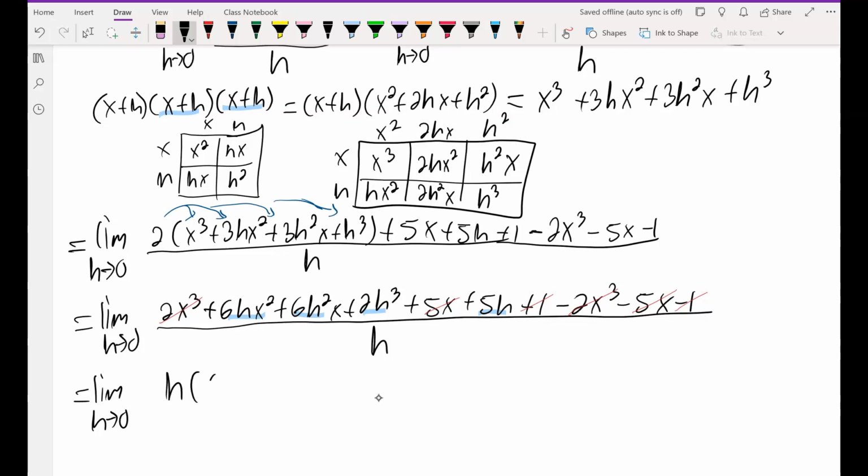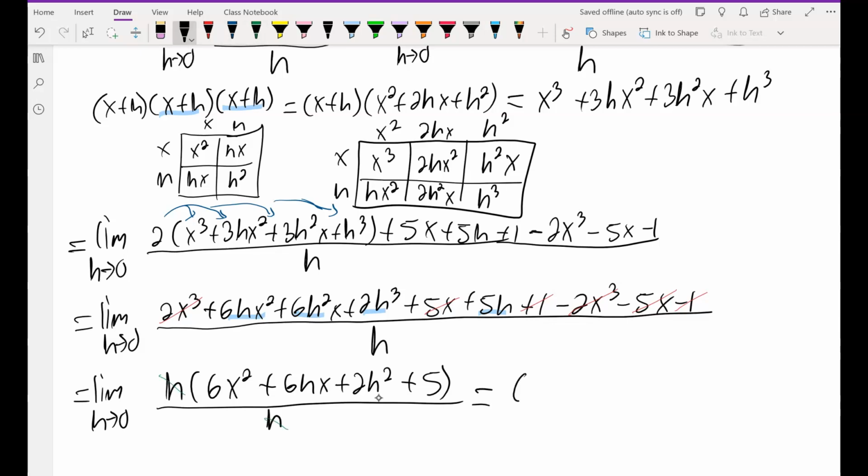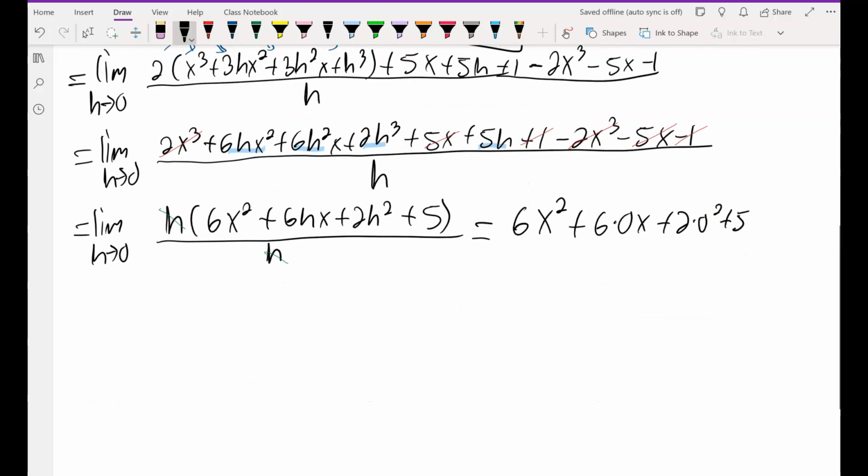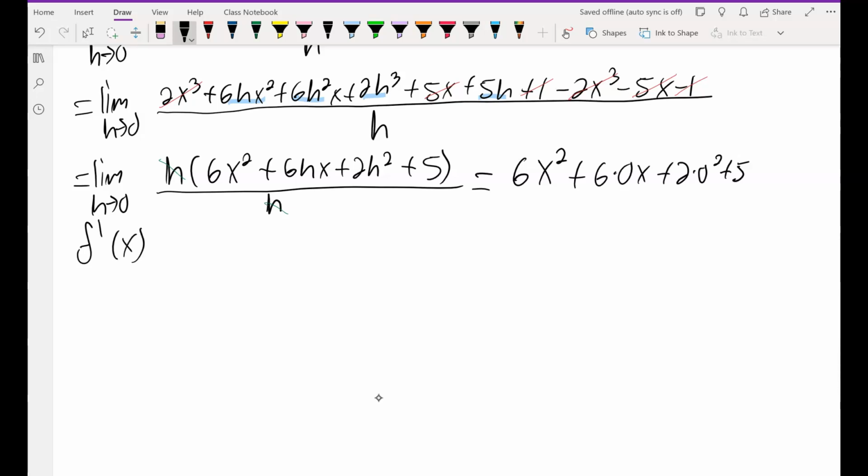So we have h, and what's left over is 6x squared for the first term, plus 6hx from the second term, plus 2h squared from the third term. From the fifth term left over, we get 5. And then we're dividing all of that by h. The h's cancel out to the number 1, and then you could plug in 0 for what's remaining. So you get 6x squared plus 6 times 0x plus 2 times 0 squared plus 5. And so the derivative of x is just 6x squared plus 5.